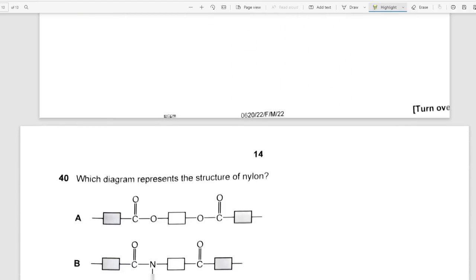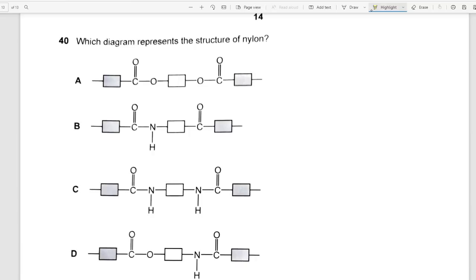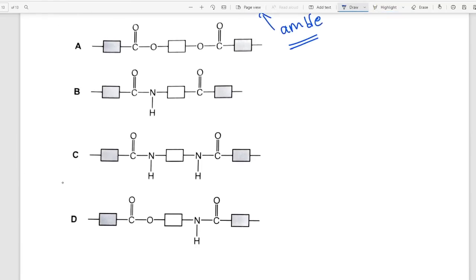Okay, we move on to the last question. Which diagram shows nylon? Nylon has an amide linkage. Because it has an amide linkage, we're looking for either this, and this is not an amide linkage. This is an amide linkage. This is not an amide linkage. This is an ester linkage actually. So this is wrong. So the answer should be C.